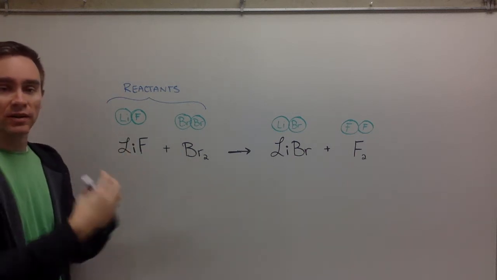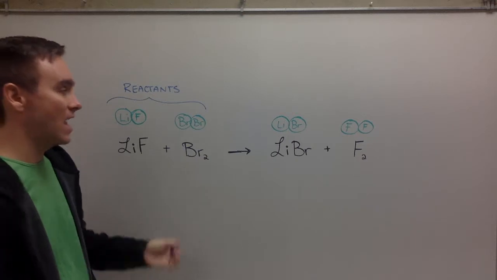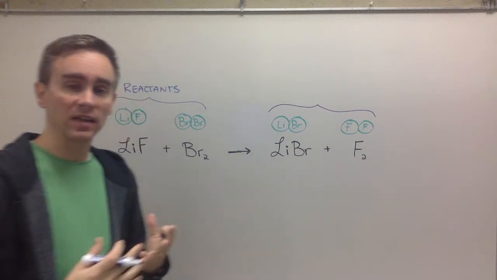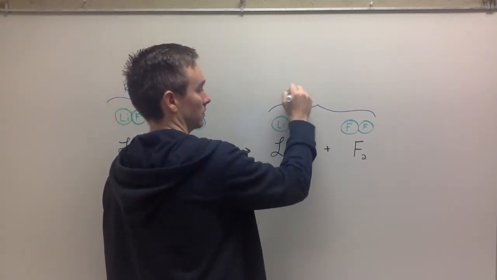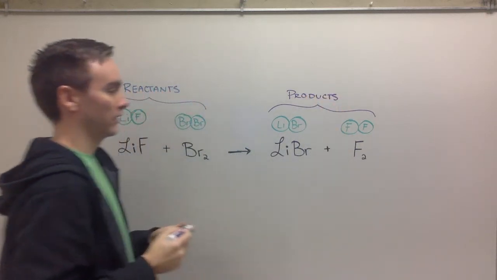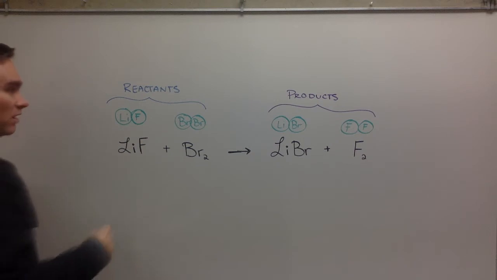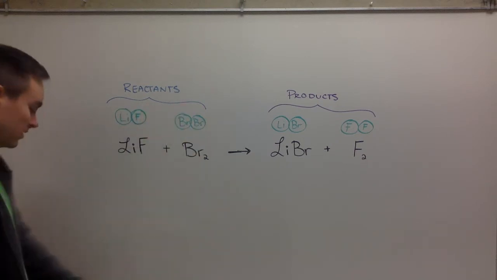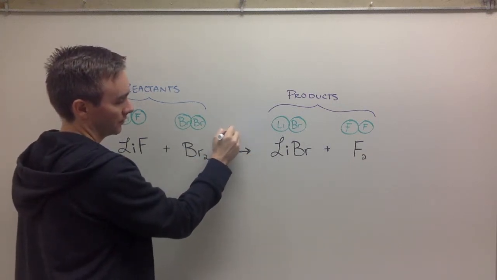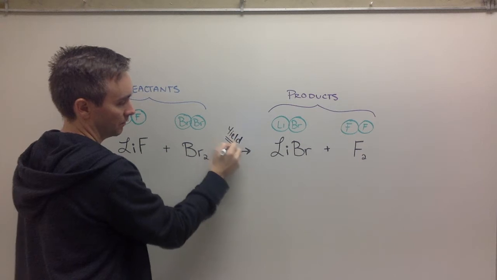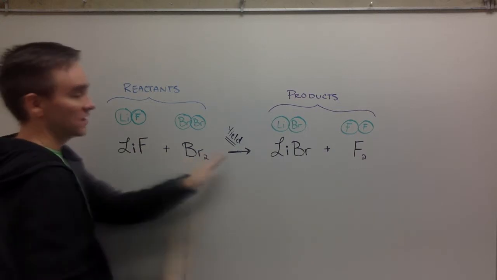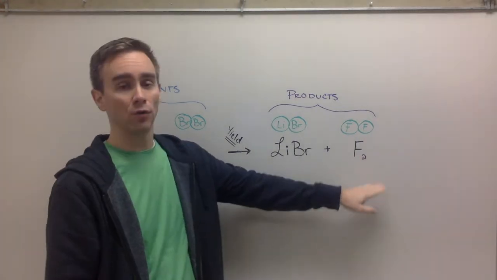And then we have some sort of interaction going on here, a chemical reaction, and we're ending with something else. What we end with in a chemical reaction are called the products. So we always have the reaction of the reactants to the products, and then we have this little arrow right here. We typically call it the yield. So in this case, lithium fluoride and bromine yields lithium bromide and fluorine.